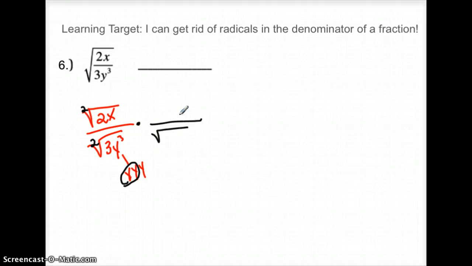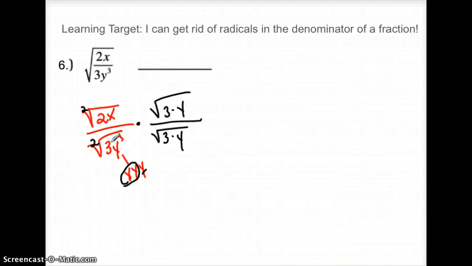So I'm going to need this special fraction, and I need the 3's to pair up. So how many more 3's do I need? I just need one more 3. And this leftover y, I need him to pair up too, so I need another y for him to have a pair. So put this on the top and bottom.